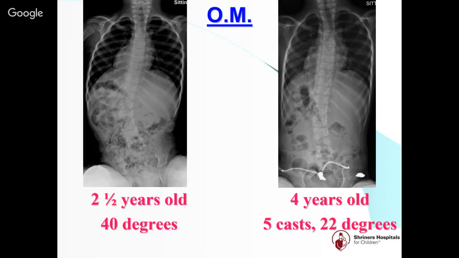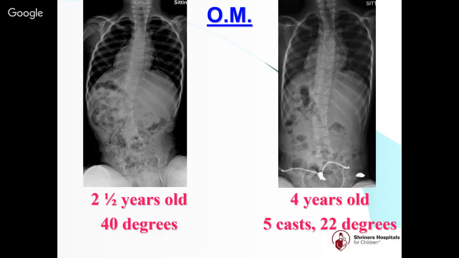So most of us have no curve to us. If we don't have scoliosis, our back is completely straight. Up to about 20, 25 degrees or so, we will observe curves. If they get over 20, 25 degrees, that's when we want to start to treat these curves.